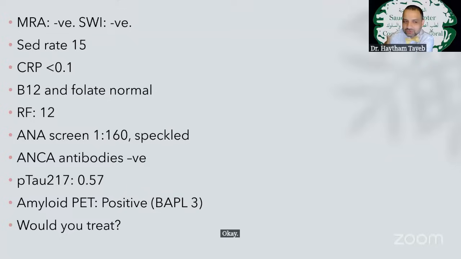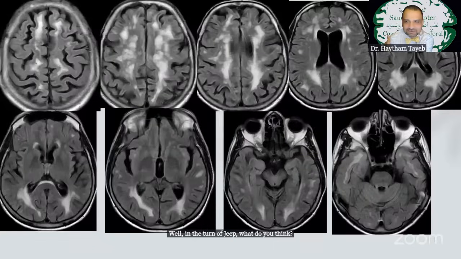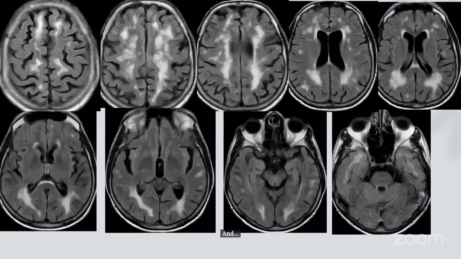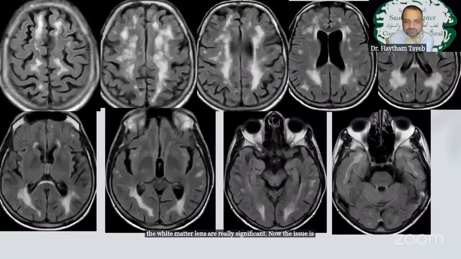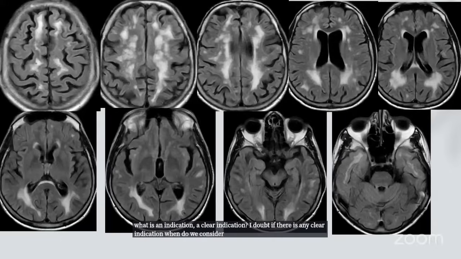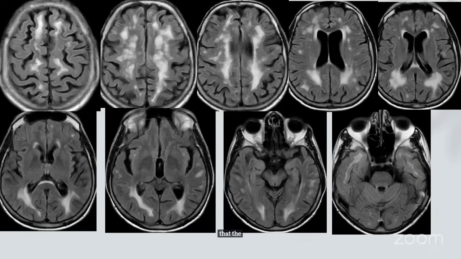Waleed, Dr. Najib, what do you think? The white matter lesions are really significant. Now, the issue is, when do we consider what is a clear indication? I doubt if there is any clear indication. When do we consider that the white matter load is heavy or not? But I agree with Dr. Roa. I would refrain from giving it.